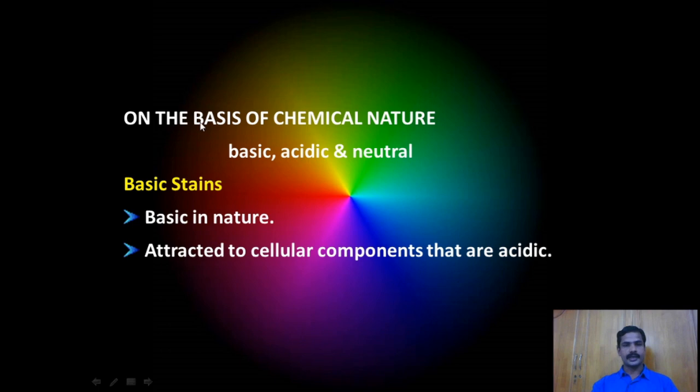Then the second classification is based on the chemical nature of the stain or dye. On the basis of chemical nature, they are classified into basic, acidic, and neutral stains. The first one is basic stains. They are basic in nature. They are attracted to cellular components that are acidic because they are basic in nature.